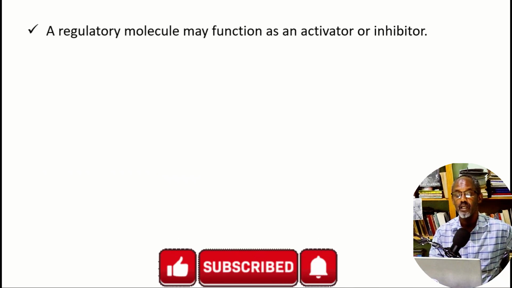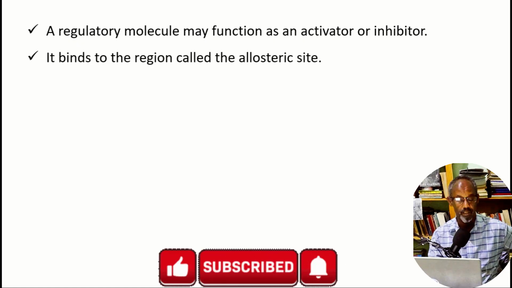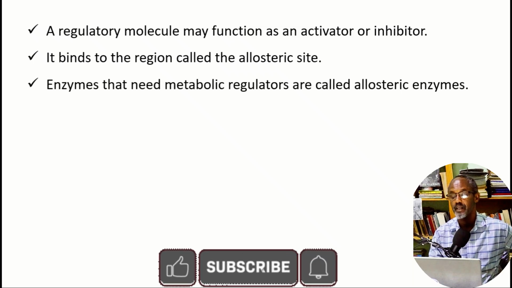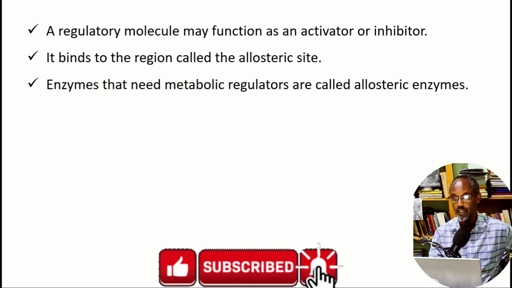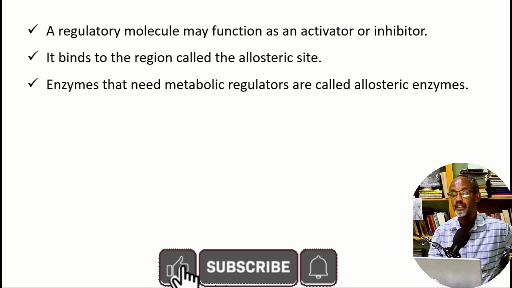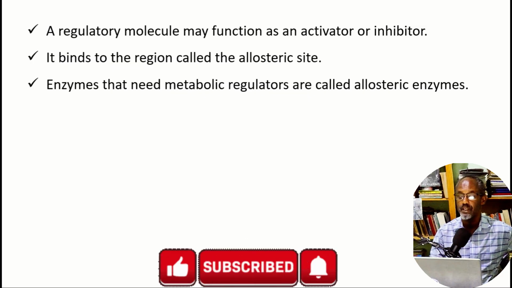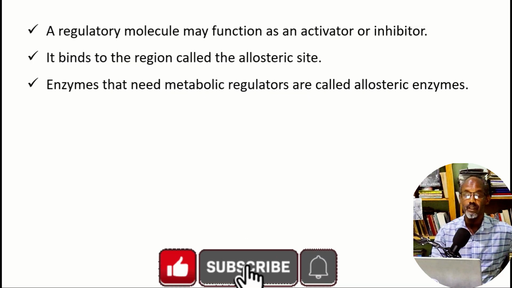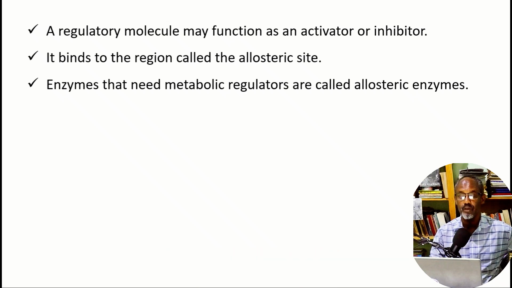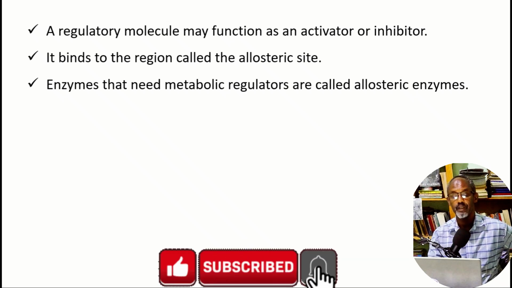A regulatory molecule may function as an activator or inhibitor. It binds to the region called the allosteric site. Enzymes that need metabolic regulators are called allosteric enzymes. These allosteric enzymes require metabolic regulators, meaning chemical products. It could be end products which attach on the allosteric site and inhibit activity of the enzyme by changing the shape of especially the active site.